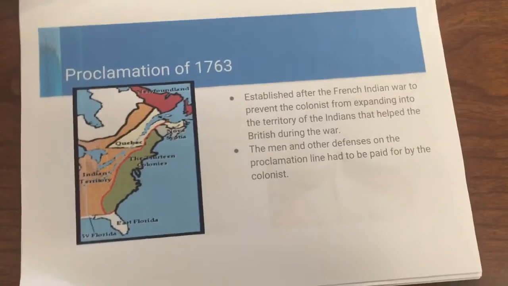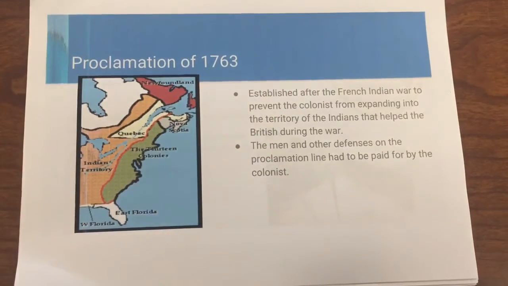The Proclamation of 1763 was established after the French and Indian War to prevent the colonists from expanding into the territory of Indians that helped the British during the war. Once the proclamation line was established, men, walls, and other defenses were put up. Since these had to be paid for, the British said that the defenses were protecting the colonists as an alibi to make the colonists pay for that.